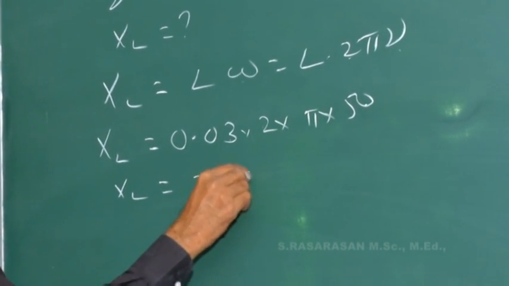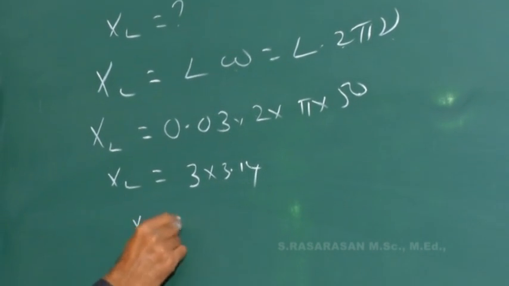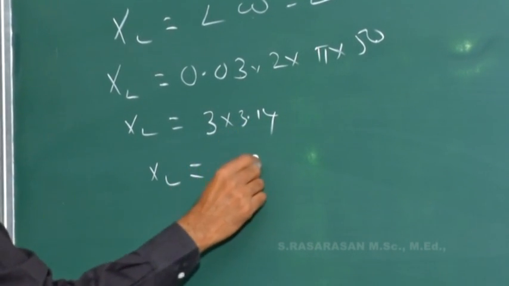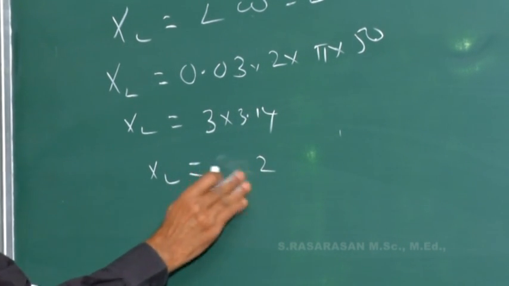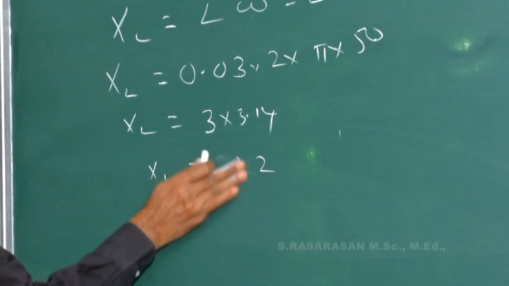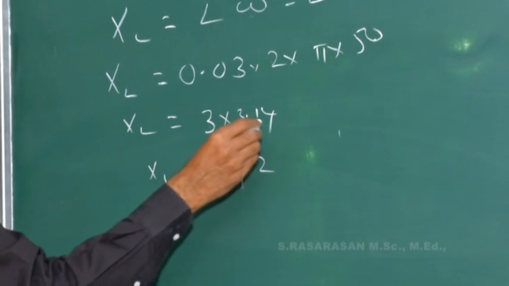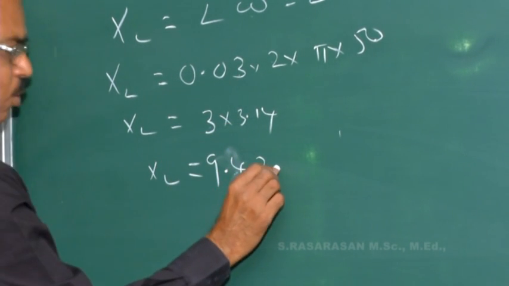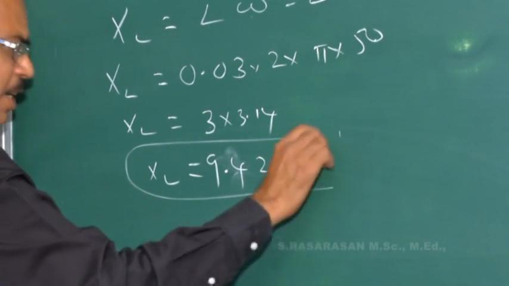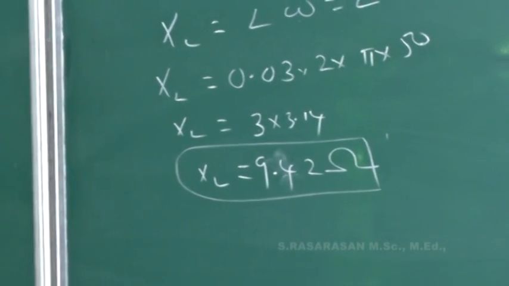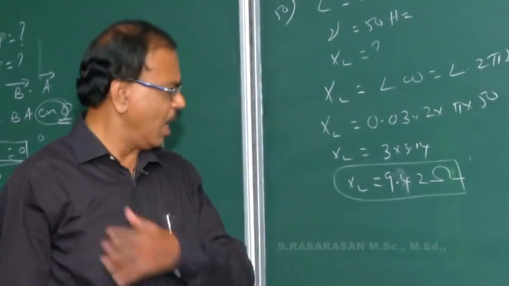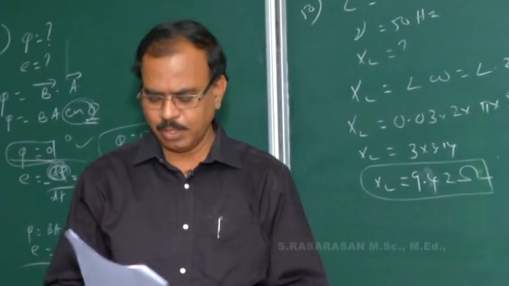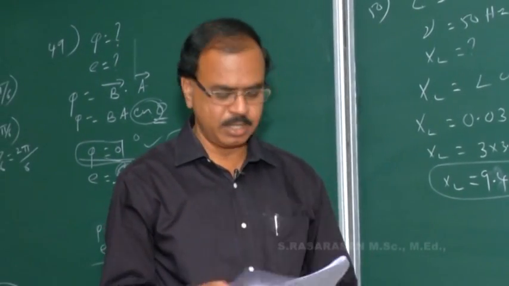3 into 3.14. So multiply by 3: 3 4s are 12, 3 1s are 3, 3 3s are 9. So it is 9.42 ohm, the unit of inductive reactance. Any reactance, inductive reactance, capacitive reactance, net reactance, resistance, impedance, all are measured in the unit ohm, meaning the same opposition. Let us pass on to the next.